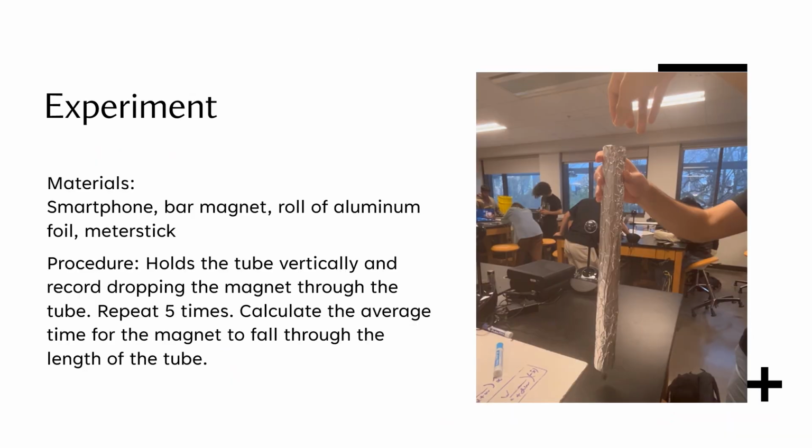Here you can see what the materials used were, which were a smartphone, bar magnet, roll of aluminum foil, and a mirror stick. The procedure was to just hold the tube vertically and record dropping the magnet through the tube. Repeating this 5 times, we then calculated the average time for the magnet to fall through the length of the tube.